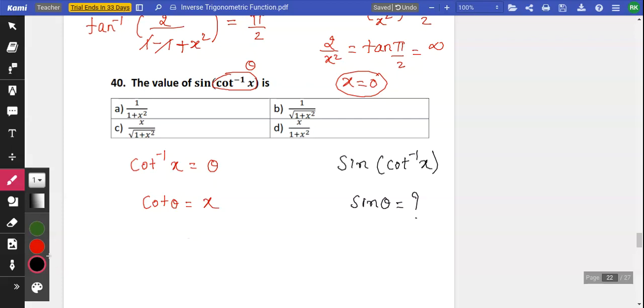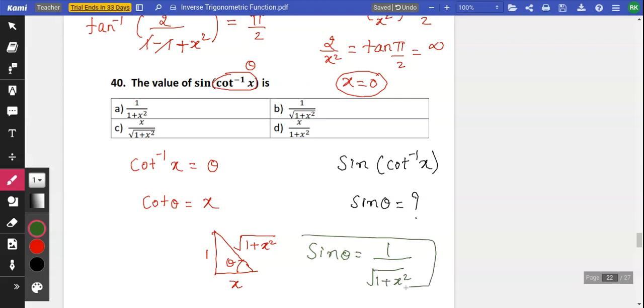Again we draw a triangle. Suppose this angle is theta. Cot theta is basically base upon perpendicular. Base is x and perpendicular is 1. According to Pythagoras theorem, hypotenuse will become root of 1 plus x square. Sine theta is perpendicular upon hypotenuse. Perpendicular is 1 and hypotenuse is root of 1 plus x square. So the value of sine theta is 1 upon under root 1 plus x square. So the correct answer is option B.